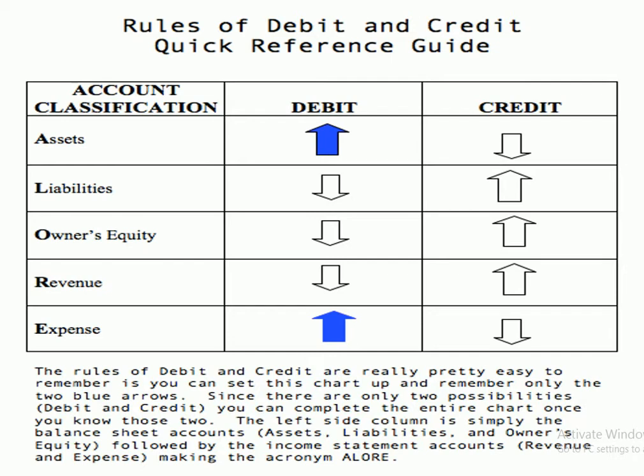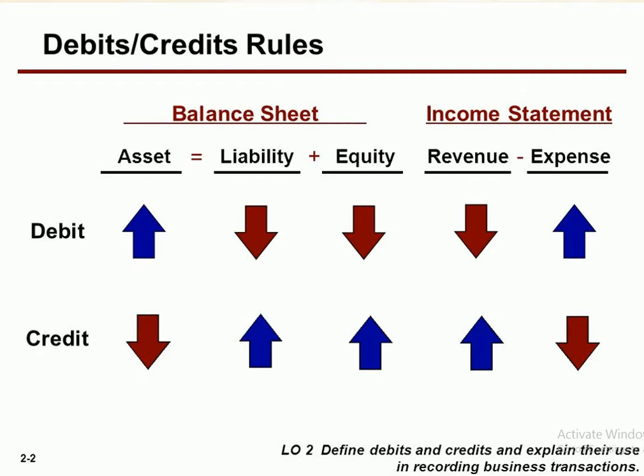You can remember LOR, which is an acronym for all the accounts: assets, liabilities, owner's equity, revenues and expenses. Let's explain the rules of debit and credit in a very simple way, according to the equation we already discussed. Look at here. This is your balance sheet equation.